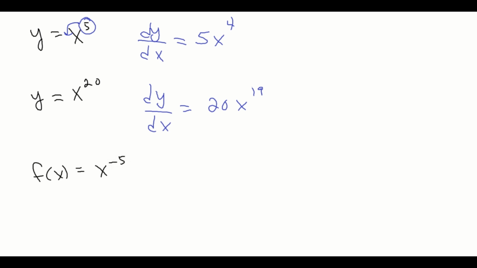In this example, n is negative 5. So let's bring that out, and reducing it by 1, you get x to the negative 6. So notice when the power of the function is negative, the power of the derivative is more negative.